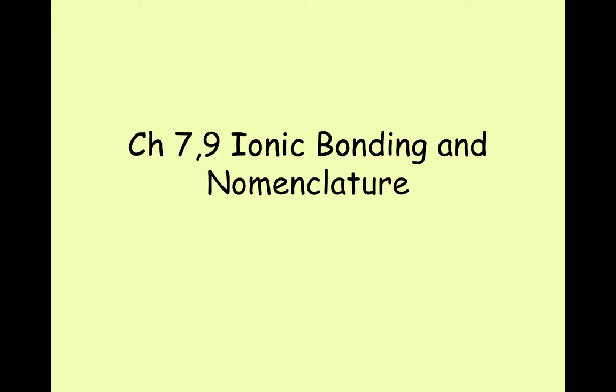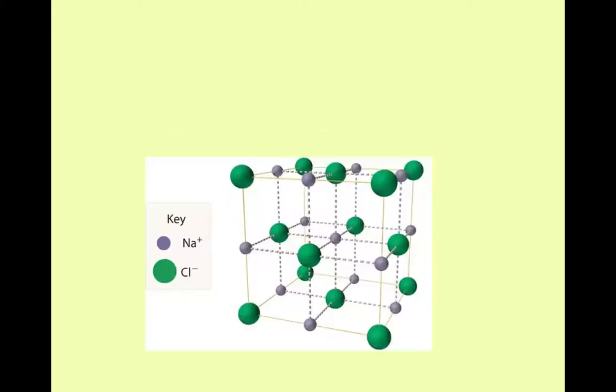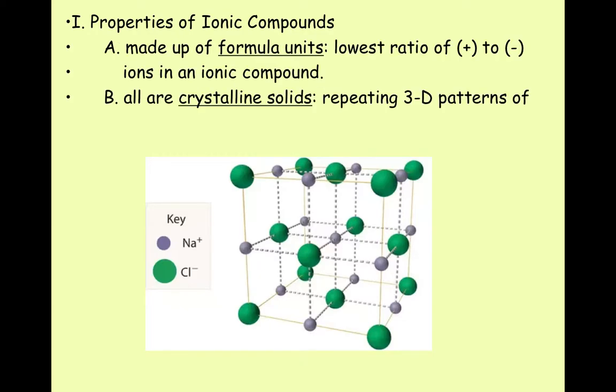This is Unit 4, Ionic Bonding and Nomenclature, and it corresponds to Chapters 7 and 9 in the textbook. So we're going to get started here right away on some properties of ionic compounds.